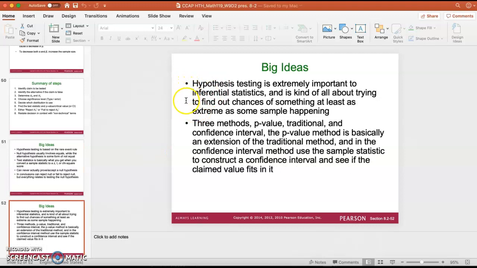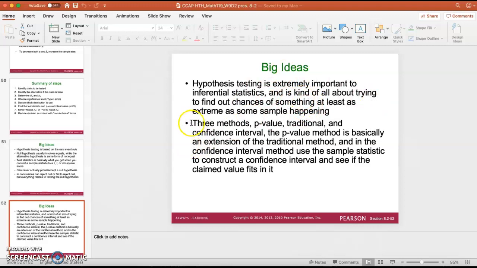And there are two more here. Hypothesis testing is extremely important to inferential statistics and is all about trying to find the chance of something at least as extreme as your sample happening. So you take your sample statistic and change it into a test statistic, one of those types of scores, and that's where you get your conclusions from.